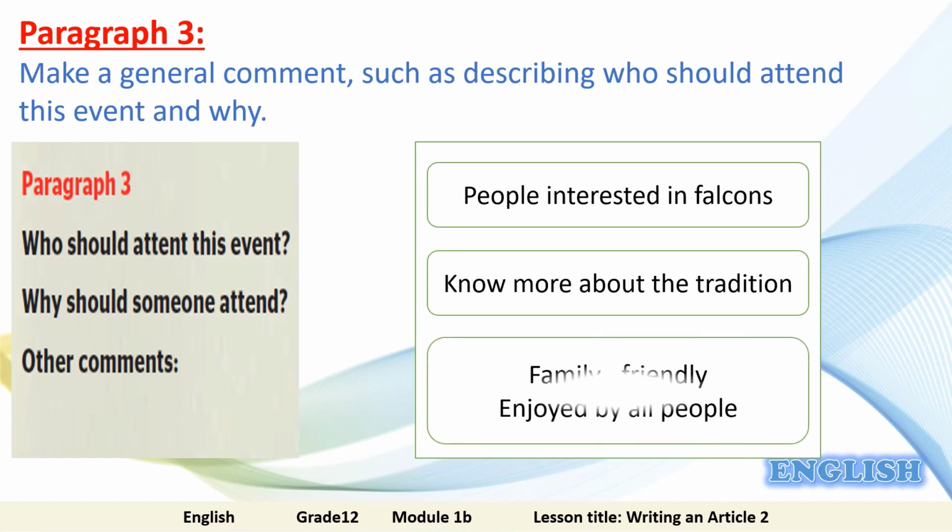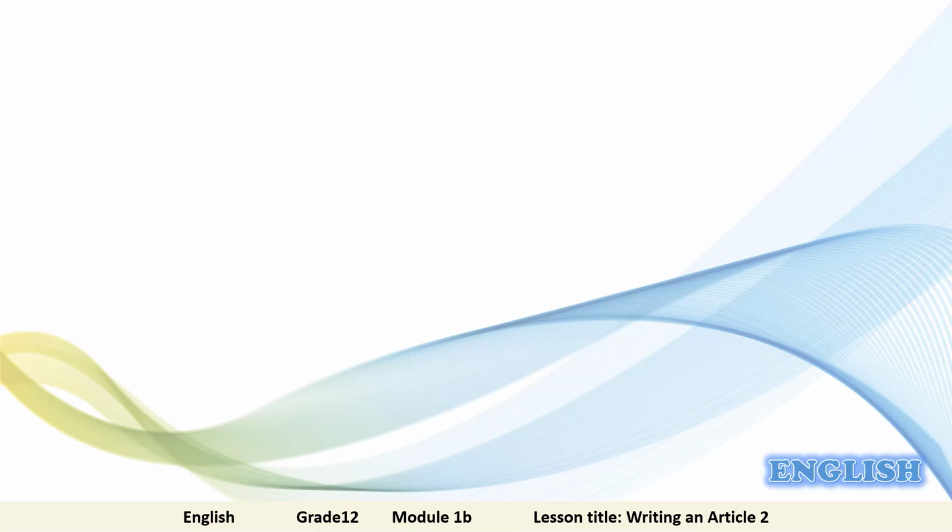Let's take a look here. Your comment of the event, your opinion of the event, but it has to be a neutral and objective opinion because it's a formal piece of writing. It's a family-friendly event and it's enjoyed by all people. Now, as we have finished our 3-paragraph planning, we will move on to the following step, which is writing.